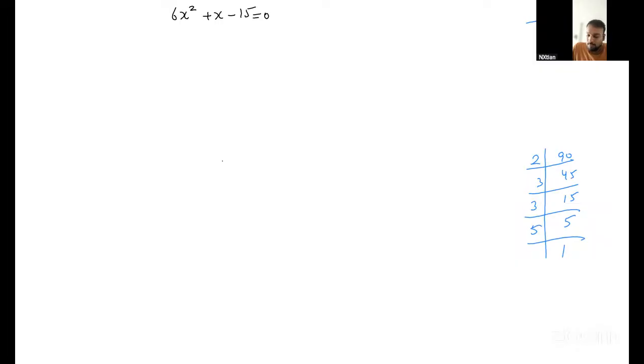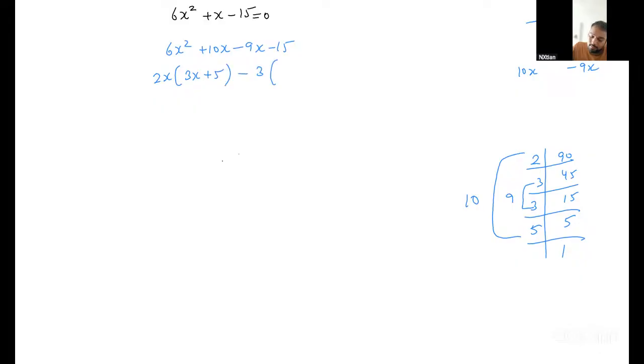Like 3 is a 9, so one factor can be 9, and another factor can be 10. I got the factors. Okay, so I want plus x, so it becomes plus 10x minus 9x. So I got 6x squared plus 10x minus 9x minus 15. Now here the common is 2x, so it becomes 3x plus 5, minus 3, it becomes 3x plus 5. So I got the two factors, 2x minus 3, 3x plus 5. Is the answer.